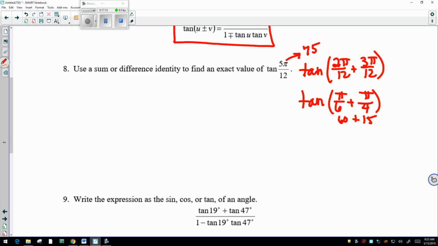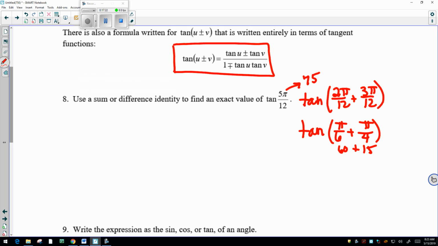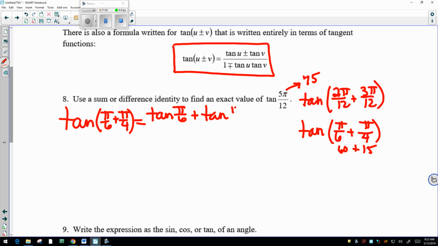Okay, so using our formula, and I'm adding, so that means if I look at the formula they gave us, I want to read my symbols for adding, so that would be my top one, meaning I need my top signs on both. Okay, so I have tangent of pi over 6 plus pi over 4. That will equal, reading my top signs, tangent of pi over 6 plus tangent of pi over 4, and now we have to divide that by 1 minus tangent of pi over 6 times tangent of pi over 4.